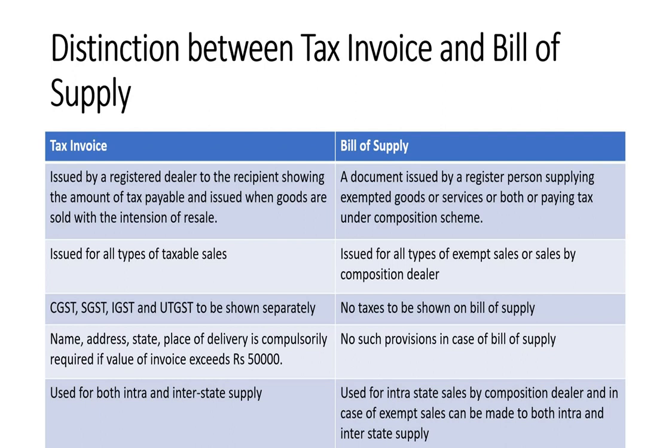The tax invoice contains the name, address, state, and place of delivery, which is compulsorily required if the value of the invoice exceeds rupees 50,000. This is applicable when the supply is made to an unregistered person. But in case of the bill of supply, there is no difference between supply to a registered person or an unregistered person. The tax invoice is used in case of both intra and interstate supply, whereas the bill of supply is used only by a composition dealer, and in case of exempt supply, sales can be made to both, that is intra and interstate supply.